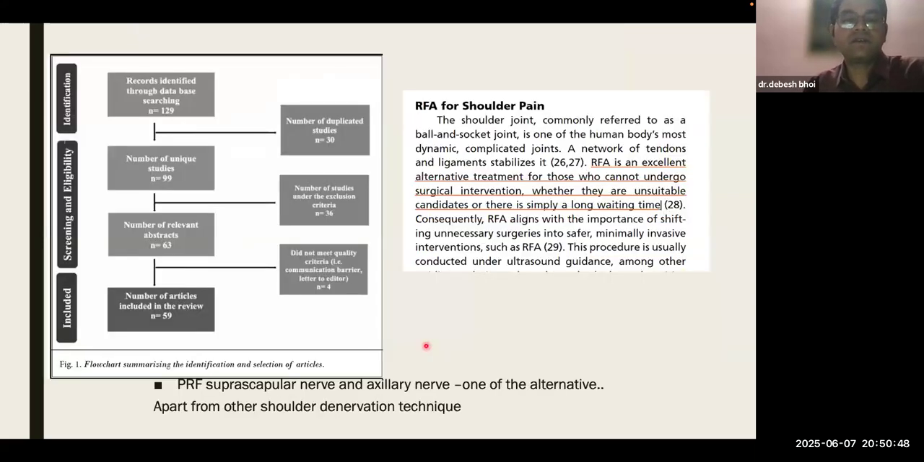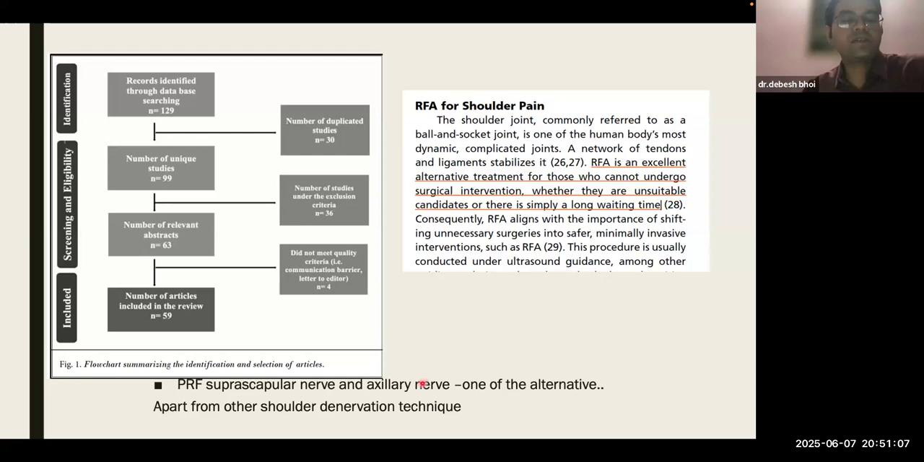So the literature says, in the review he conducted, he tried to find the literature and identified 59 articles. Most of the time it has been PRF of the suprascapular nerve and axillary nerve. It has been reported for shoulder denervation techniques.